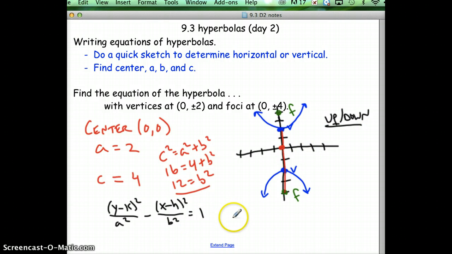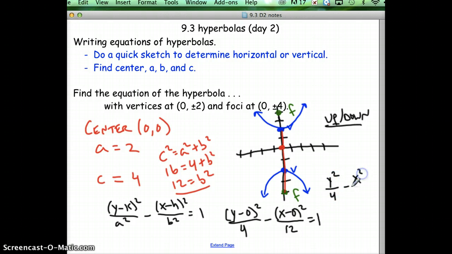So if I fill in my information, I'd have (y minus 0) squared over 4, because that's what a squared is, minus (x minus 0) squared over b squared, which we found right here is 12, equals 1. And if you just want to simplify that to y squared over 4 minus x squared over 12 equals 1, that would be great. Okay, next problem.